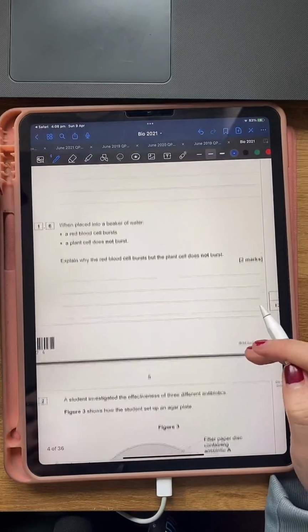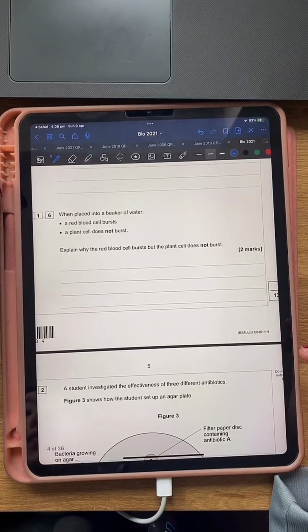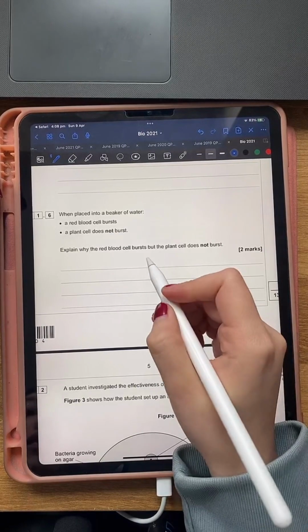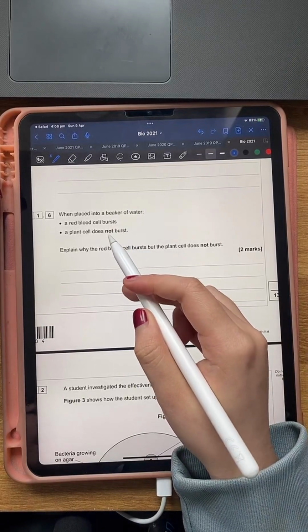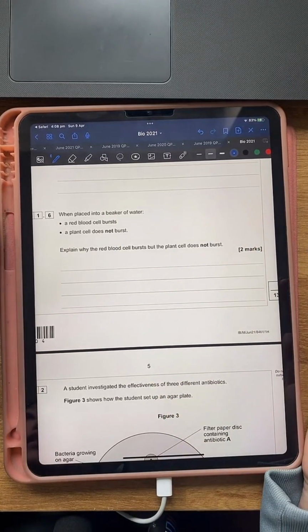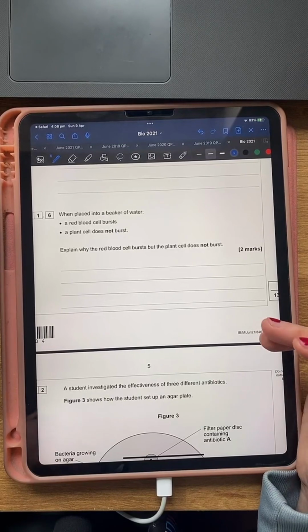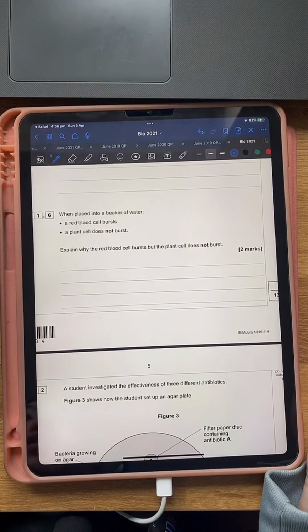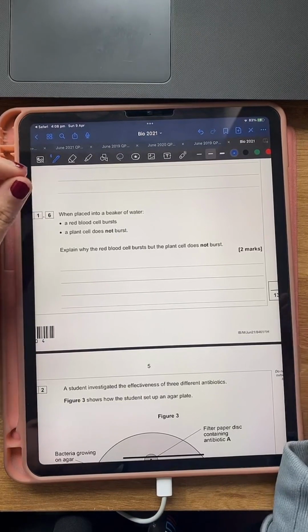When placed into a beaker of water, a red blood cell bursts, but a plant cell does not burst. Explain why the red blood cell bursts, but the plant cell does not burst. So, for this one, you have to think about why we have a difference between them. For the red blood cell, we have a cell membrane, but no cell wall. For the plant cell, they do have a cell wall. And something that we know about the plant cell is that the cell wall is what keeps them together.